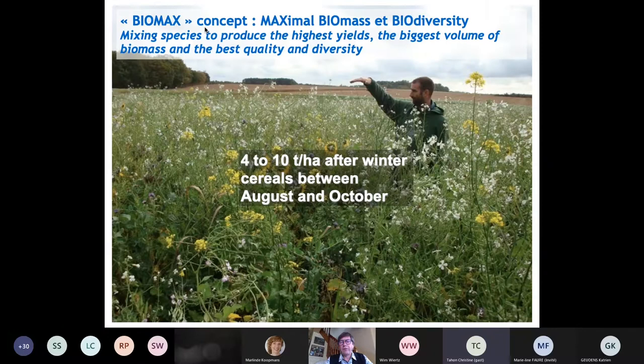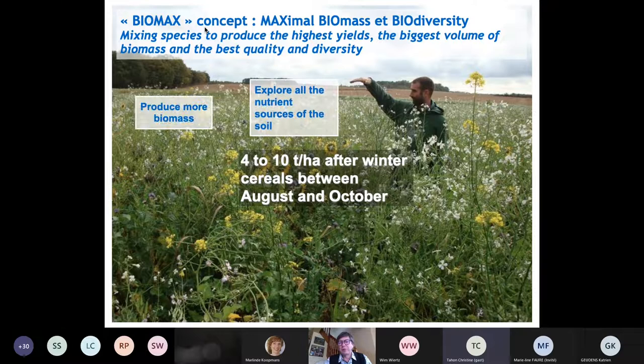Over the years, we have learned how to grow what we call biomax, which stands for maximal biomass and maximal biodiversity. We usually grow 4 to 10 tons after winter cereals. We mix up to 6, 7, 8, 10, 15 plants together. So it's really a high biodiversity. And this helps to produce more biomass, to explore all the soil and the structure as well.